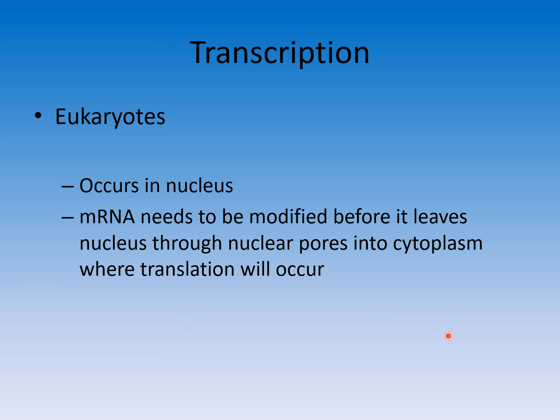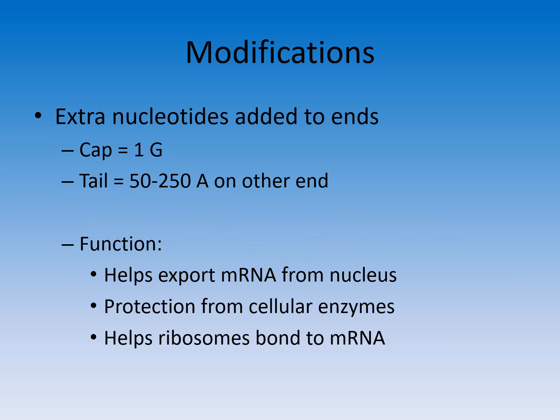So in eukaryotic cells, once again, it occurs in the nucleus. Now your mRNA is going to have to be modified before it can leave the nucleus into the cytoplasm. There's going to be some changes that have to occur. So the initial steps are initiation, that's binding to the promoter area. Elongation is just using that complementary base pairing. And then termination is when it reaches the stop codon and it dissociates. But now you have to do these modifications.